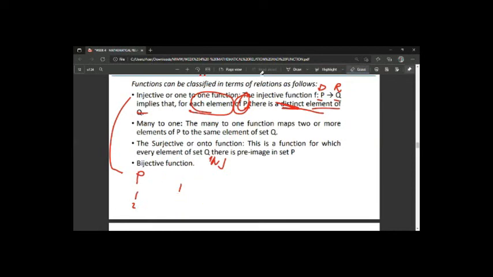So, okay lang na walang partner si Q sa injective as long as may partner si P na unique. No questions, ha? Okay, let's proceed to many-to-one function. From the word itself, many-to-one. So, marami sa isa. So, a many-to-one function maps two or more elements of P to the same element of Q.